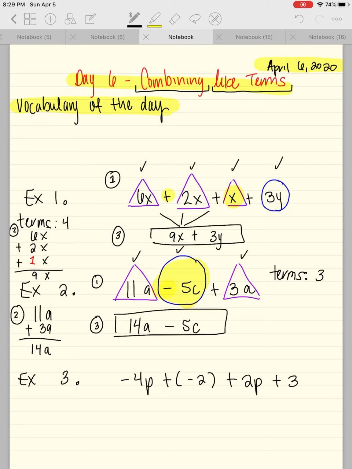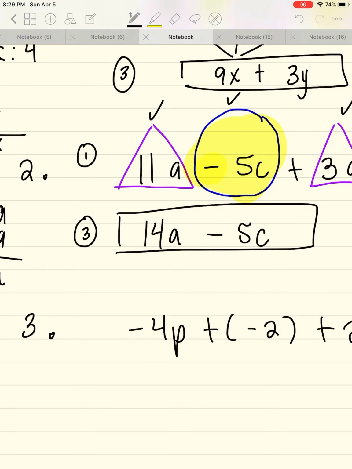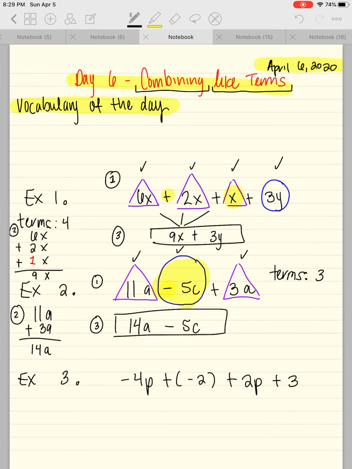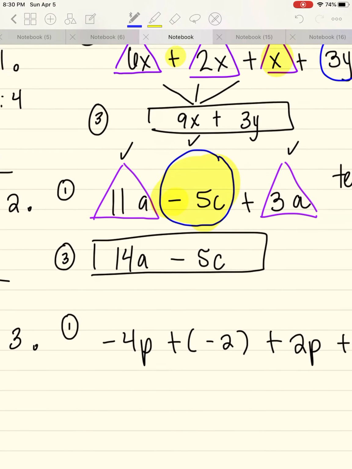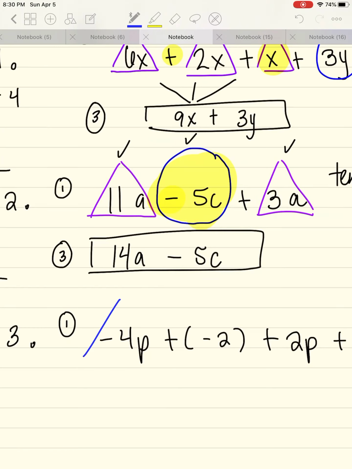Example 3 is a little different from example 1 and example 2 because this time, if you notice, we're including negative coefficients. So now we have -4, and then we also have a constant in there. And if you recall, a constant is a number without a variable. So step 1, I'm going to combine my like terms using my geometrical shapes, my triangles, squares, circles, whatever you want to use.